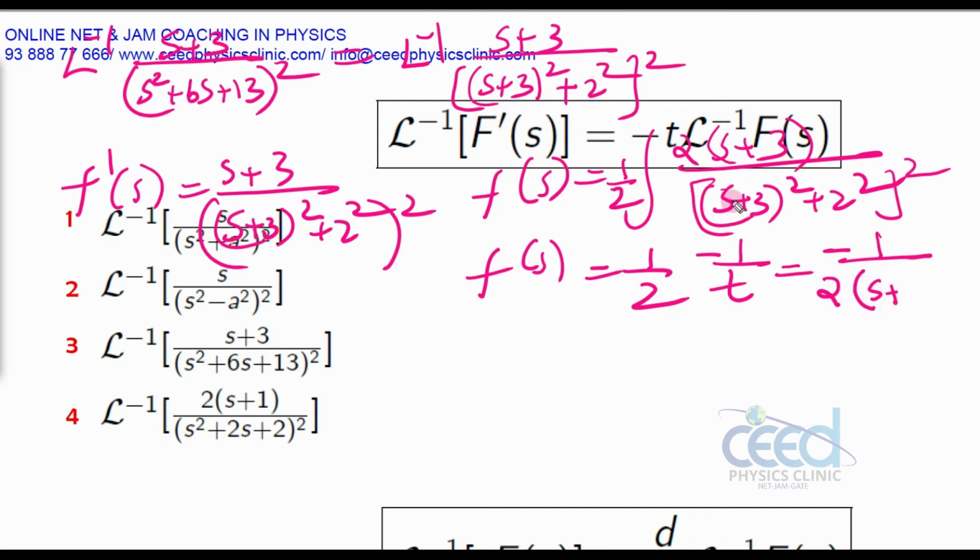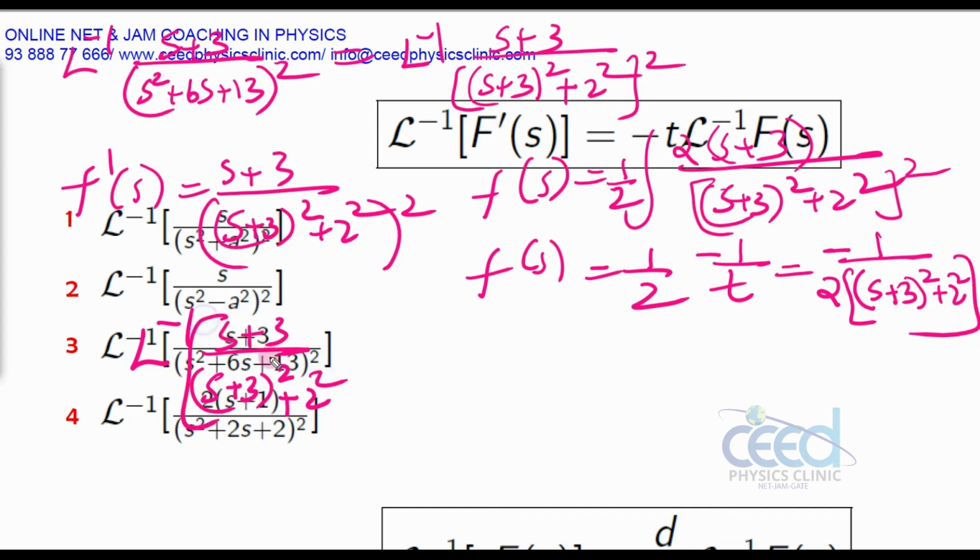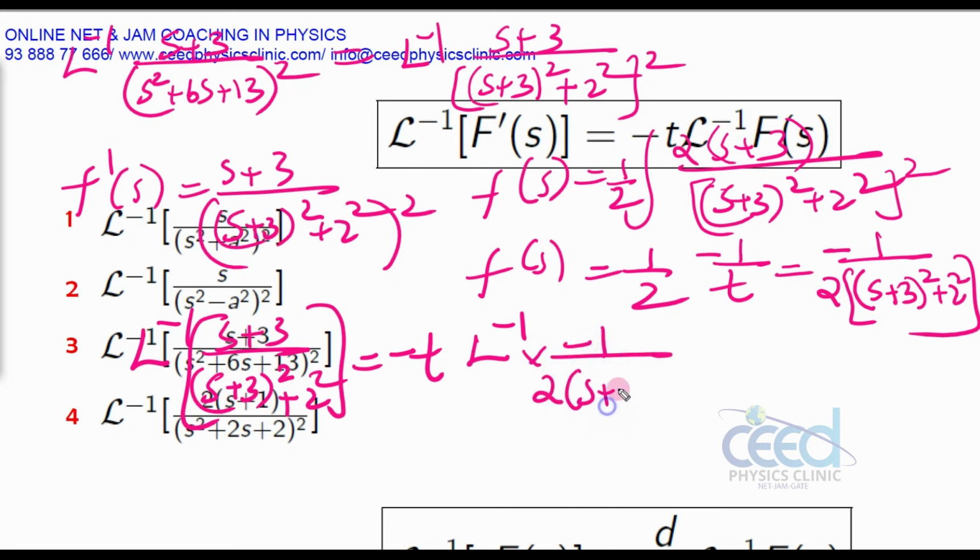We have taken this as t: s plus 3 the whole square plus 2 square. So using this result, I can write Laplace inverse of s plus 3 divided by s plus 3 whole square plus 2 square. This is our f dash. That is equal to minus t into Laplace inverse of f of s. F of s we have already solved here, that is minus 1 by 2 into s plus 3 the whole square plus 2 square.